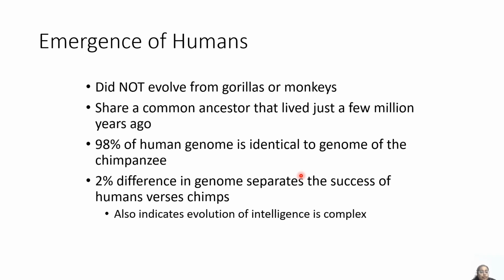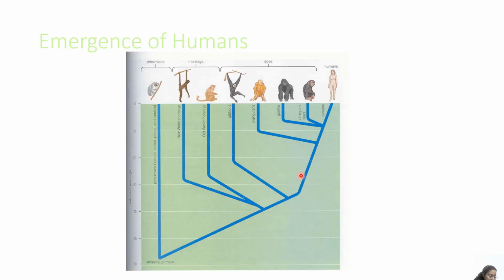So, the emergence of humans. They did not evolve from gorillas or monkeys. They share a common ancestor that lived just a few million years ago. So 99% of the human genome is identical to the genome of the chimpanzee, and a 2% difference in genome separates the success of humans versus chimps. It also indicates that the evolution of intelligence is complex.